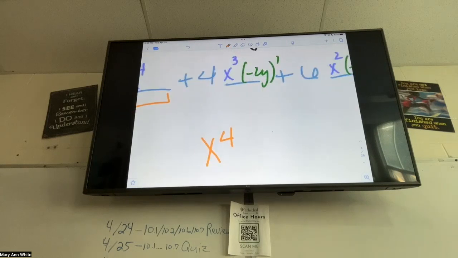My next term, let me zoom in a little bit. My 4 is going to be fine. My x to the third is going to be fine. But I need to remember that my negative 2y, everything gets the exponent. So I'm going to say times negative 2 times y. That means I'm going to do 4 times negative 2 to get negative 8. And then my variables just line up behind it. X to the third times y.